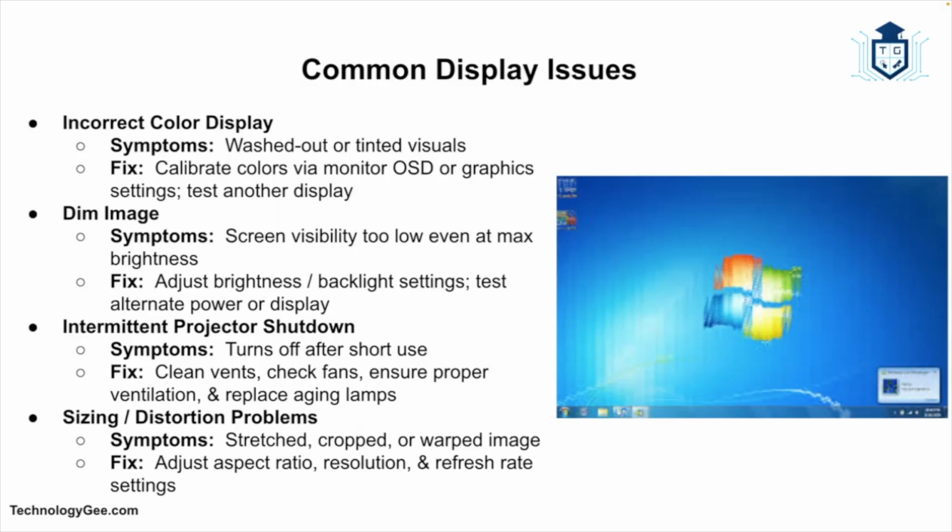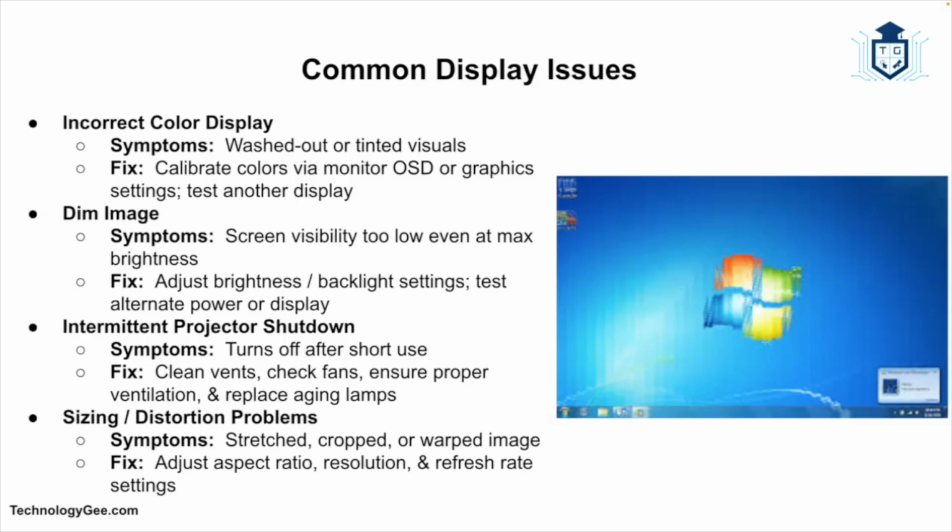So you want to adjust the aspect ratio. So check the aspect ratio settings on the display or projector, and the aspect ratio should match the content that you're viewing. You also want to check your display resolution. So ensure that the resolution is set to match the display's native resolution, because a mismatch can lead to image distortion or incorrect sizing.